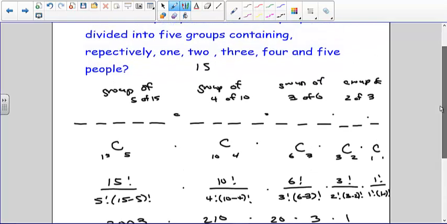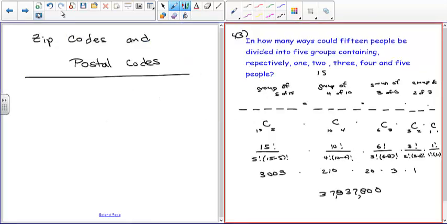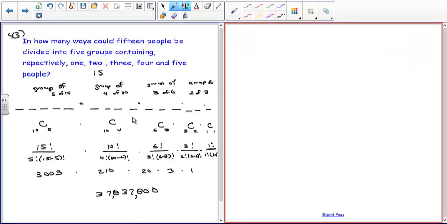Now, the question may be, well, you did 5 first, and then 4, and then 3, and then 2, and then 1, but the problem actually asks 1, 2, 3, 4, and 5. So if I did the problem the opposite way, I'd take the 15 people and choose 1 person. And then once I choose 1 person, there would be 14 people left. And I'd pick 2 people from those 14. And then I'd have 12 people left. And I would pick 3 from those 12 people.